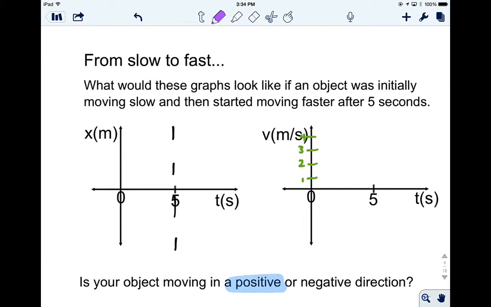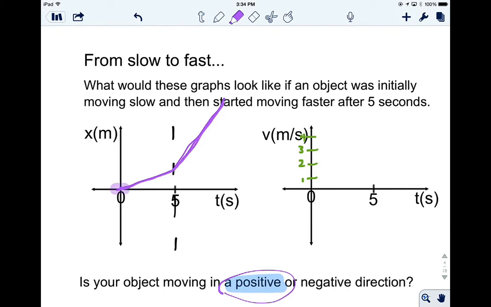So if we're going from slow to fast, looking at a position versus time graph, when we know we're moving slowly, in this case I'm going to show positive direction, slow would mean a shallow slope. Then at 5 seconds it gets steeper, so it's going to look something like that. As we start to look at these graphs, we'll eventually have this increase in speed be constantly increasing, slowly getting faster and faster and faster, instead of this quick abrupt change at 5 seconds.